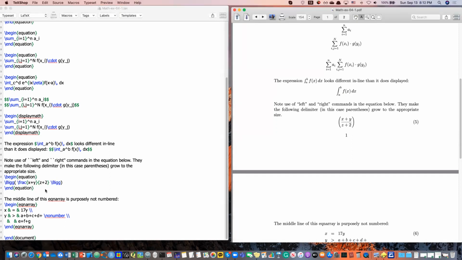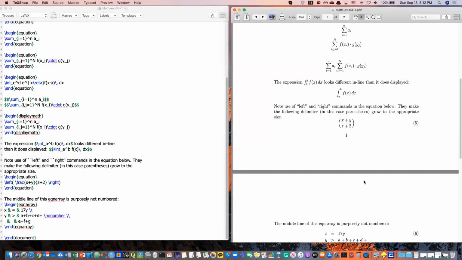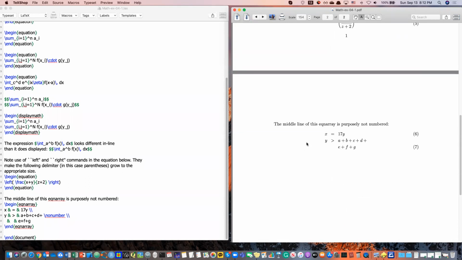But I recommend you use just left and right, because left and right, as I told you, adjust the size of the parenthesis to fit that fraction. And then the middle line of this eqnarray, the equation array, is purposely not numbered.